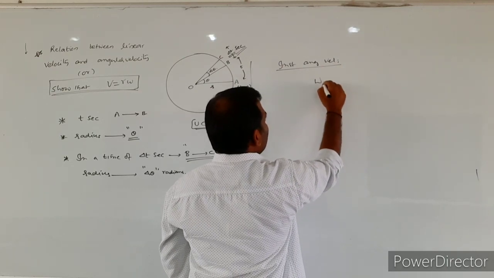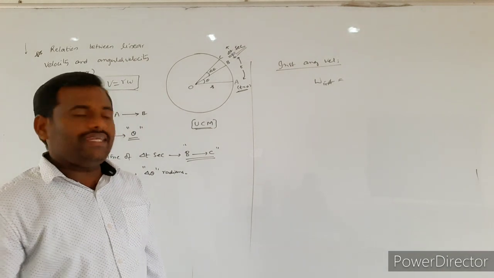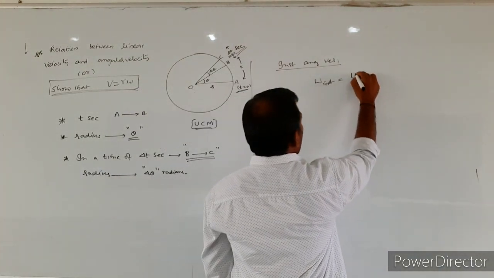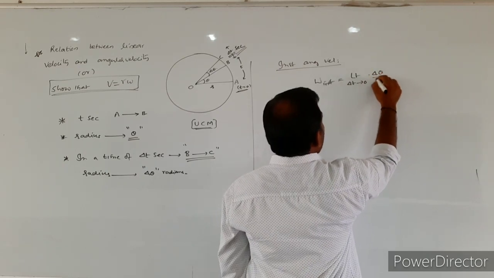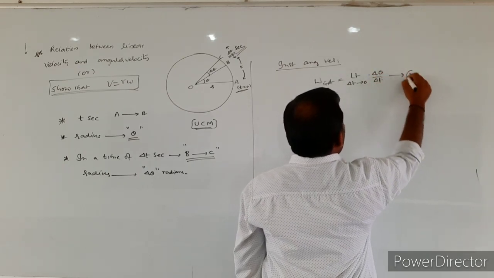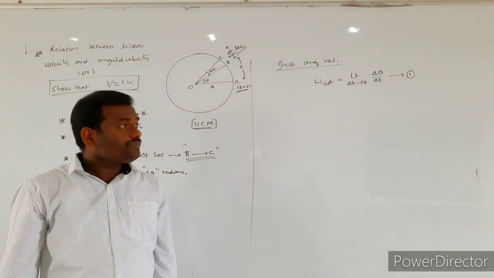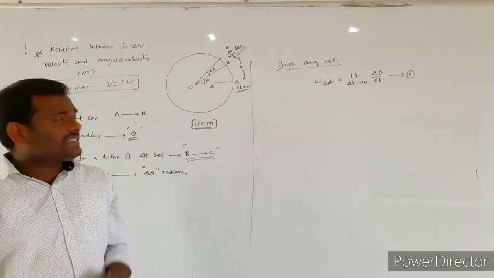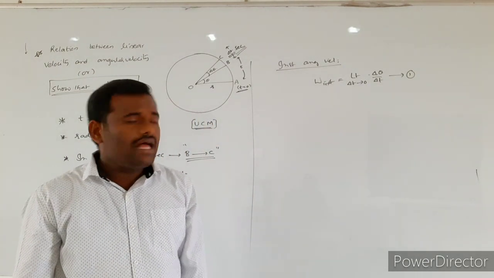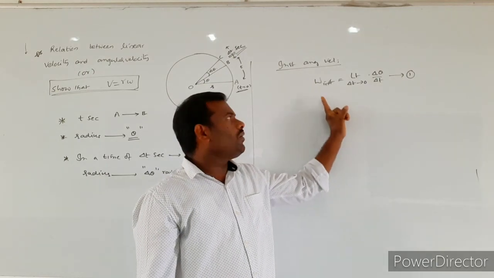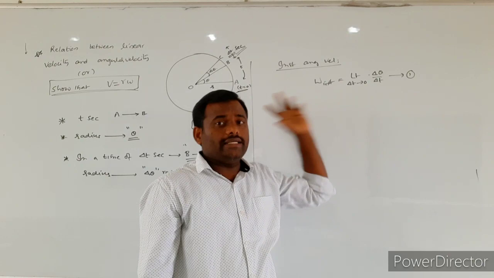Now, I will define instantaneous angular velocity. Just now we defined it: instantaneous angular velocity omega is equal to the limit as delta t tends to 0 of delta theta by delta t.